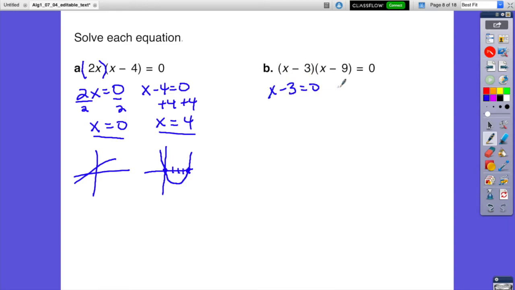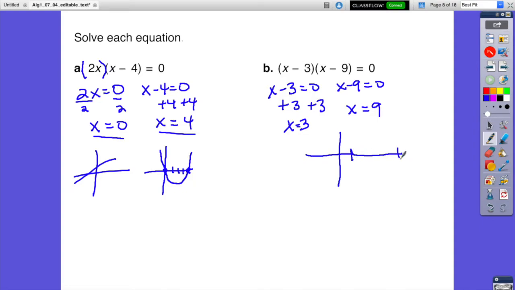x minus 3 equals 0 and x minus 9 equals 0. We're going to add 3 to both sides, so x is going to be 3. And we're going to add 9 to both sides, so x is going to be 9. Again, what are these answers? Well, it is where this parabola crosses the x-axis, so it's going to cross here at 3, and it's going to cross here at 9, and it's going to make some type of U-like parabola shape. That's what it means.